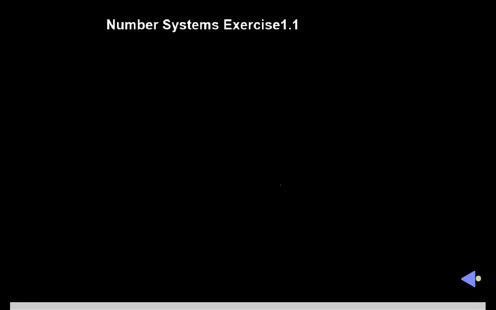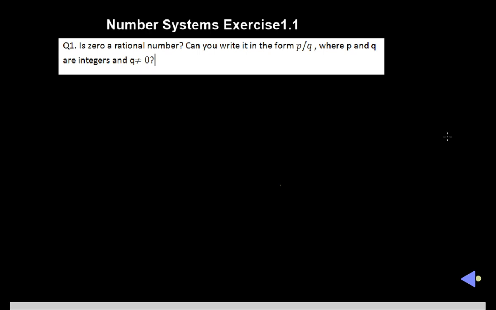Hello students, today we are going to solve the problems given in exercise number 1.1 in our number system. Okay, so the first question is: 0 is a rational number. Tell me, is 0 a rational number or not? Yes, it is a rational number.